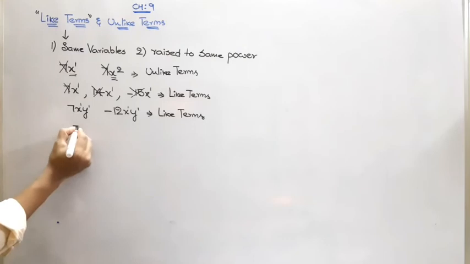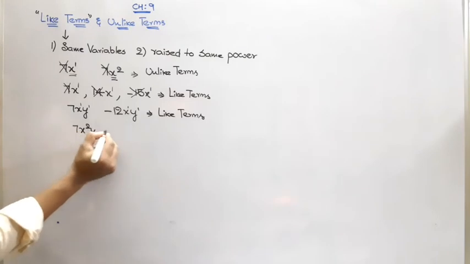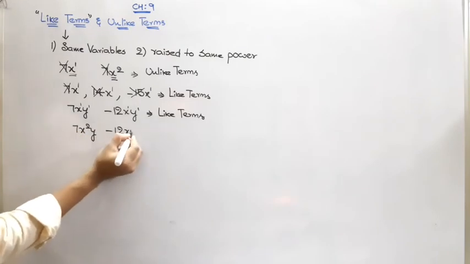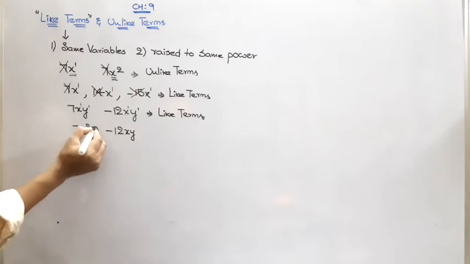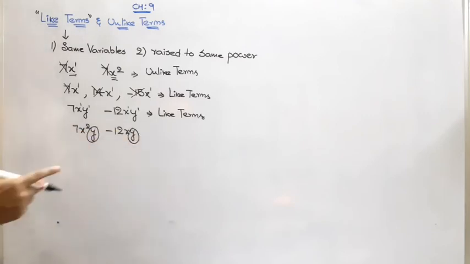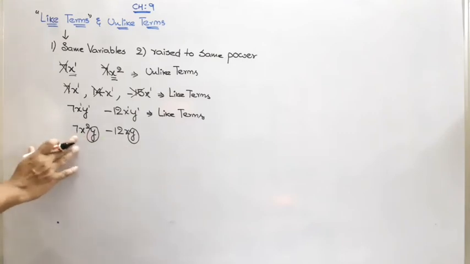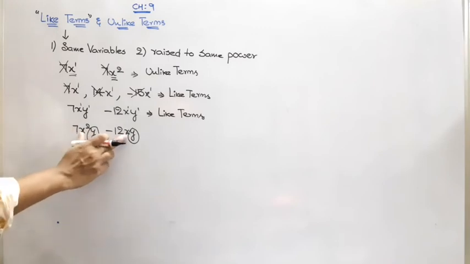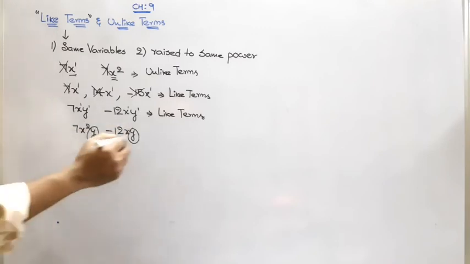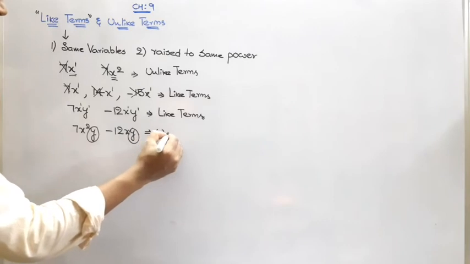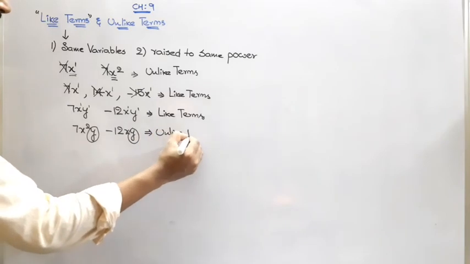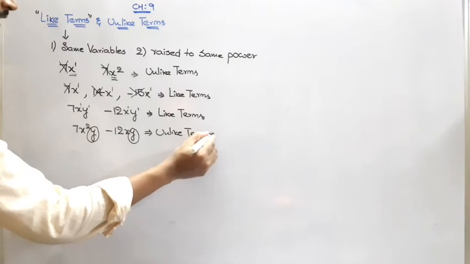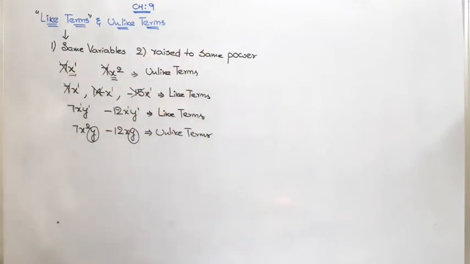Now for example, if it is 7x square y and minus 12xy, then as the variables are the same, can we decide that they are like terms? No, because this term has x raised to power 2, whereas here it is x raised to 1. Hence these are unlike terms. We are going to check the variables, and along with the variables, they all should be raised to the same power. This is the concept behind like terms and unlike terms, children.